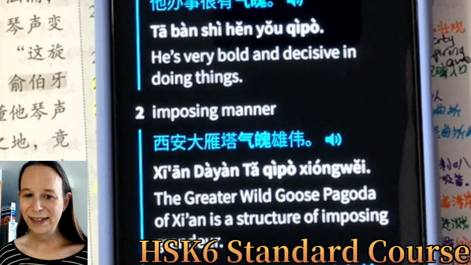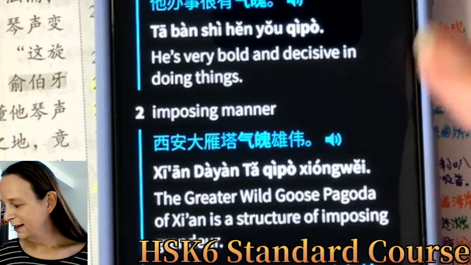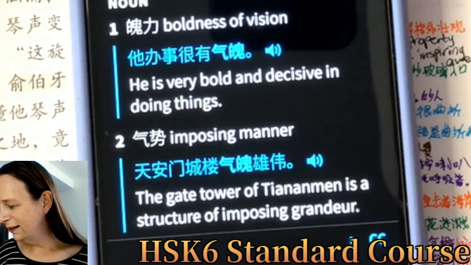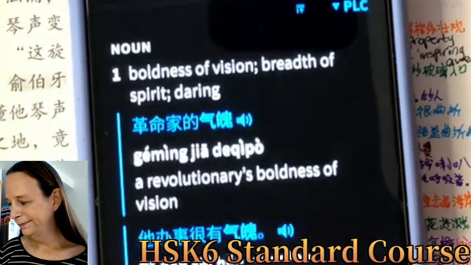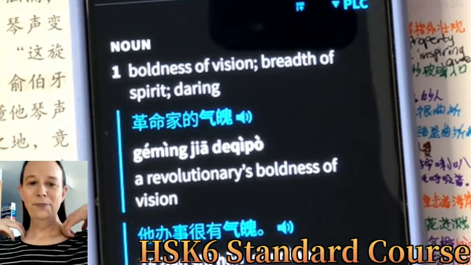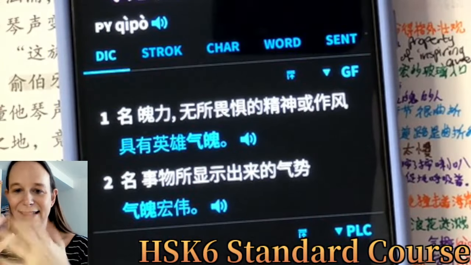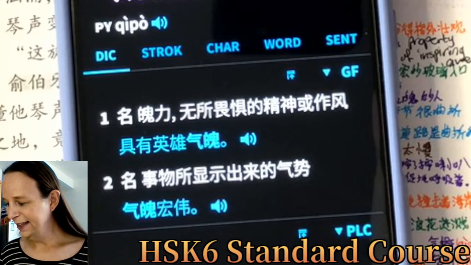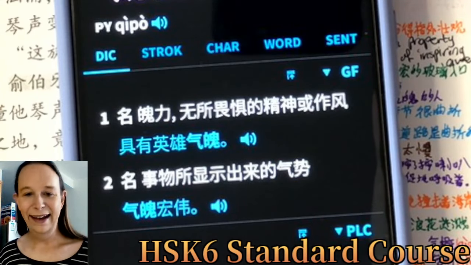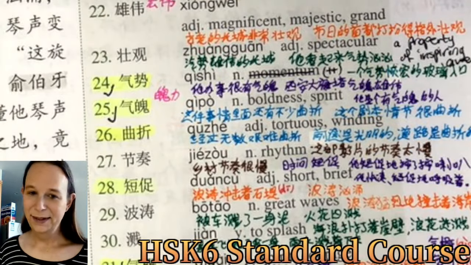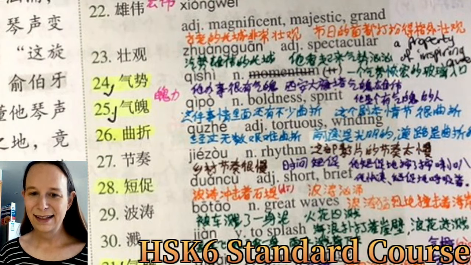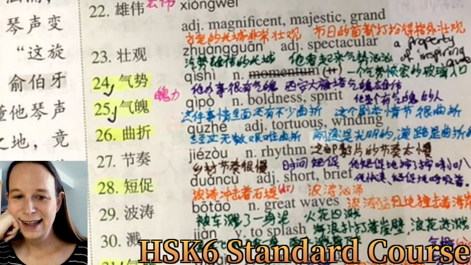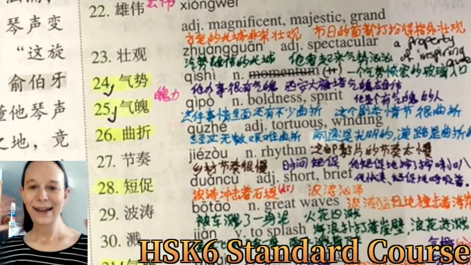西安代言他气魄雄伟. Okay, so this is a synonym of 气势. You can say 气势雄伟. Imposing manner. 他办事很有气魄. 天门城楼气魄雄伟. So the first one is the new one. This is like decisiveness, not backing out because of dread. And the second one is basically 气势. I don't see the difference. Anyway, I really don't care about these words because I never output them, they're so abstract and unspecific. And when I'm reading or listening, it's like, all right, it's that abstract concept.